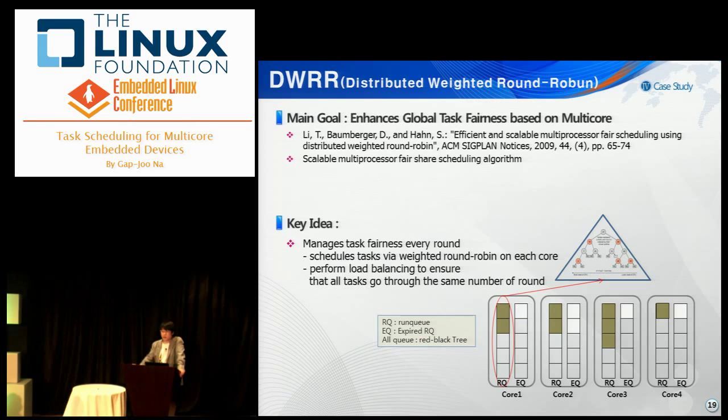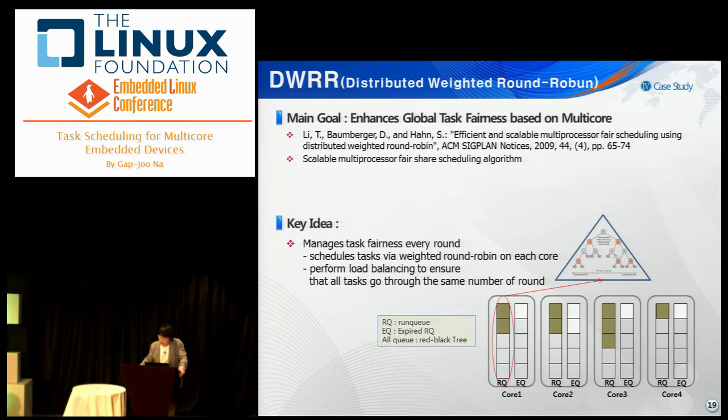DWRR is the most intuitive algorithm, and its main goal is simply and obviously to achieve global fairness in multicore. The DWRR algorithm was proposed by Lee as a scalable multicore processor fair share scheduling algorithm. It schedules tasks via weighted round robin on each core. Across cores, it performs load balancing to ensure that all tasks go through the same number of rounds.